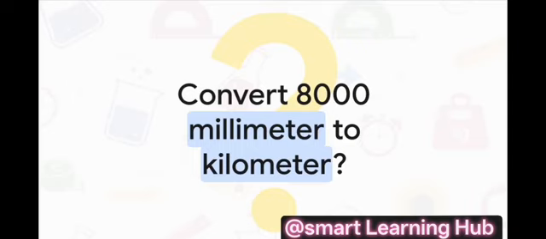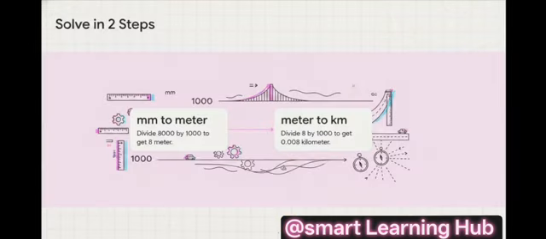So how on earth do we jump all the way from tiny little millimeters to massive kilometers, especially when we generally only know their relationships to the standard middle ground meter? Well, the secret is you don't do it all at once. We just take it in two simple steps, treating the standard meter as our bridge.